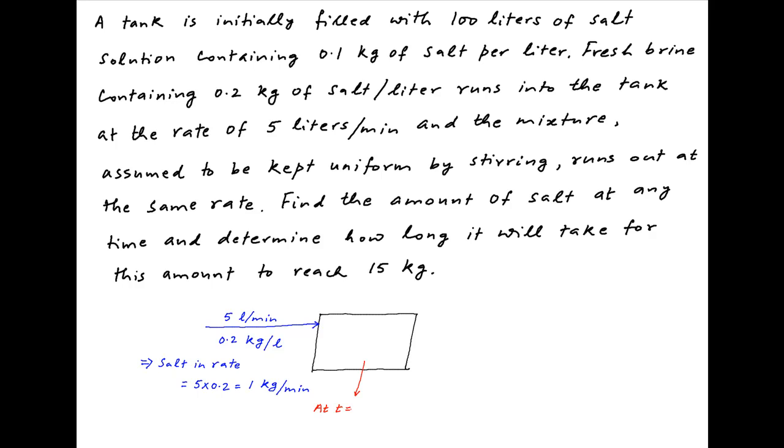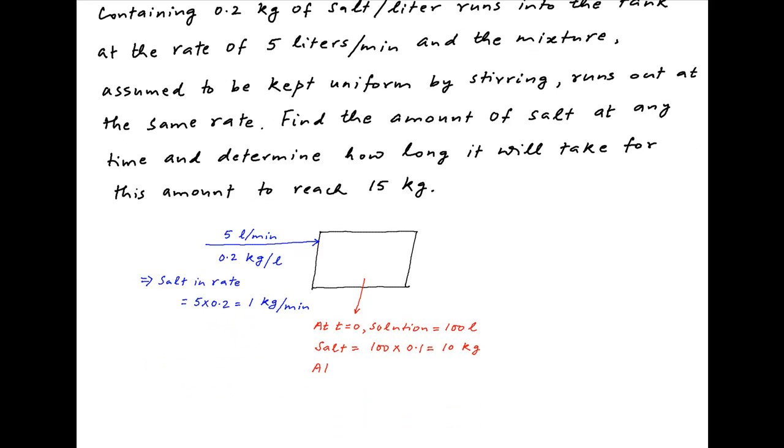Now we are given that at t is equal to 0, the tank contains 100 liters of solution. We are also given that the solution initially contains 0.1 kgs of salt per liter, and therefore the amount of salt initially present in the tank is equal to 100 times 0.1, or 10 kgs.